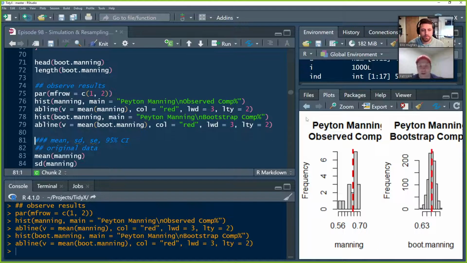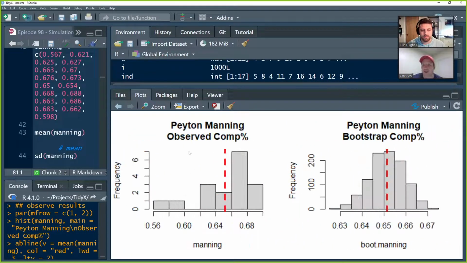All right, there's the original, and there's the new one. So you can see the new one is filled in a bit more. It's a bit more normal, right around 65% relative to the opposite version.